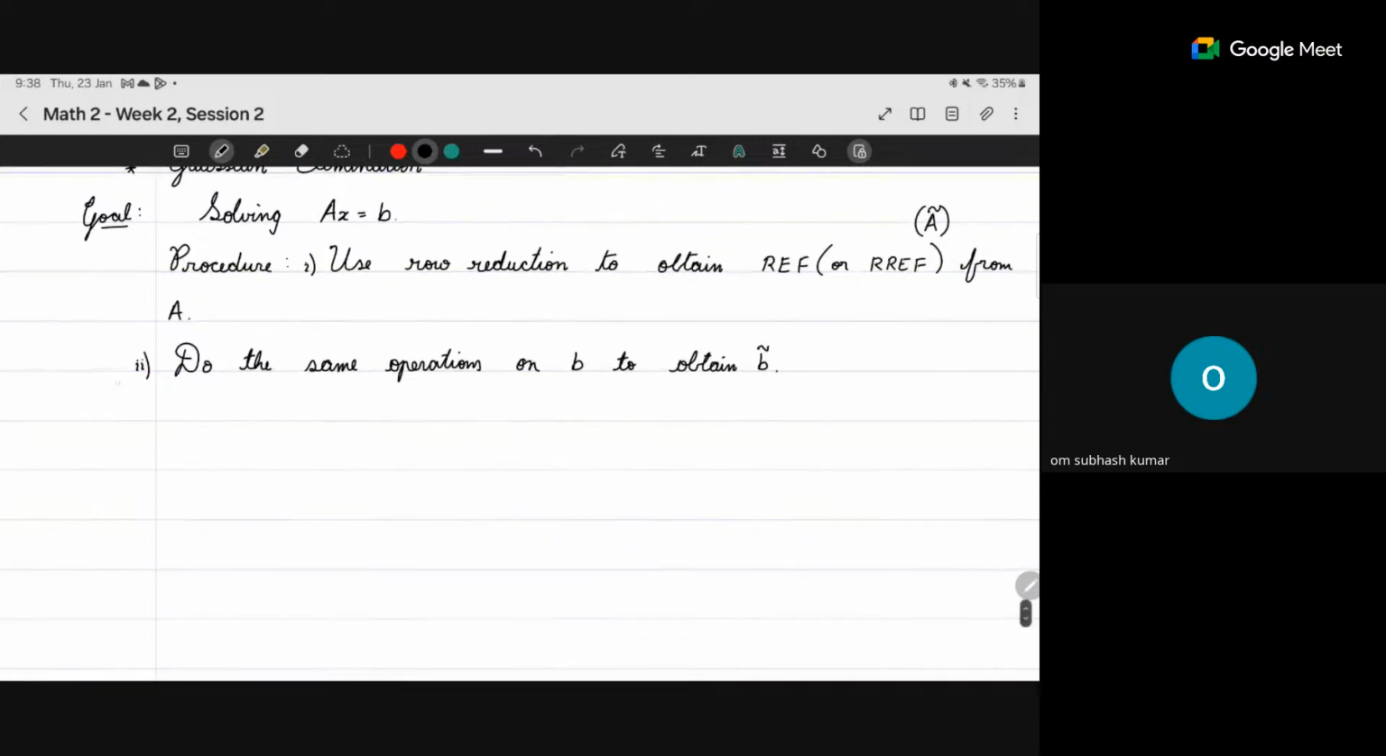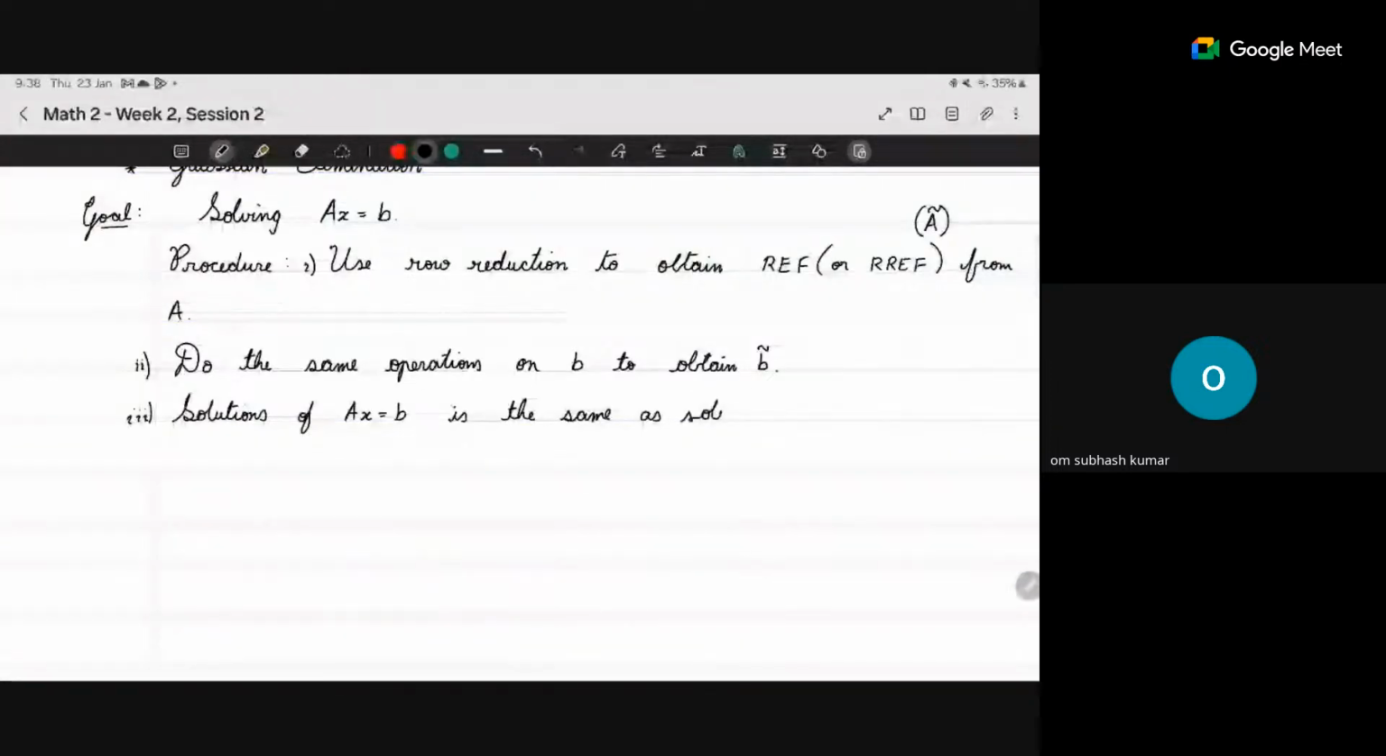Then you have that solutions of AX equal to B is the same as solutions to A tilde X is equal to B tilde. Once again, when I write it in words, it might be confusing.